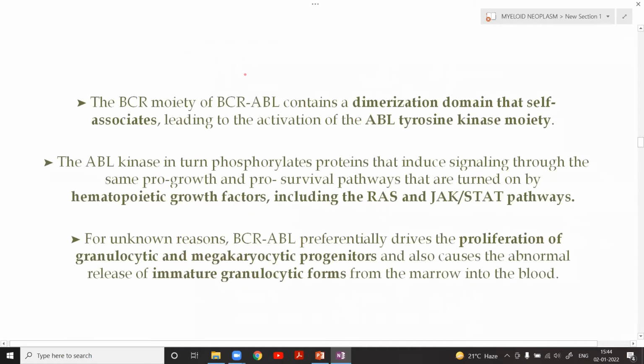Now the BCR moiety of this BCR-ABL contains a dimerization domain.